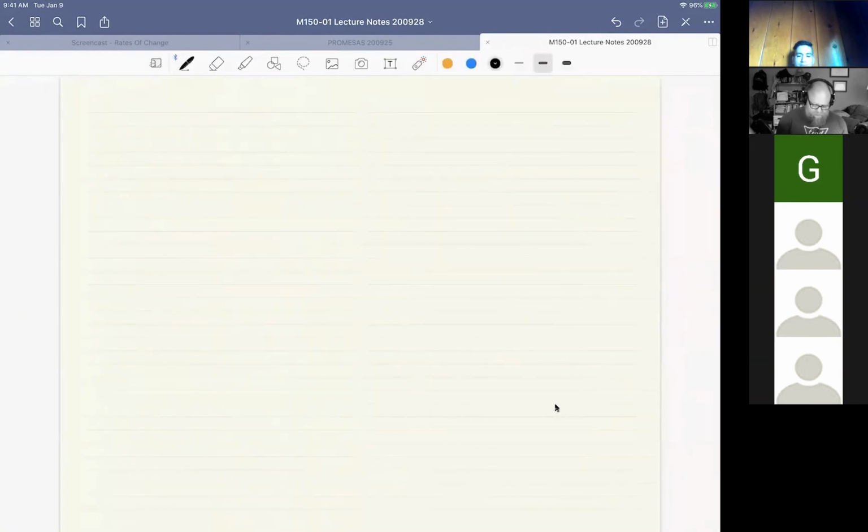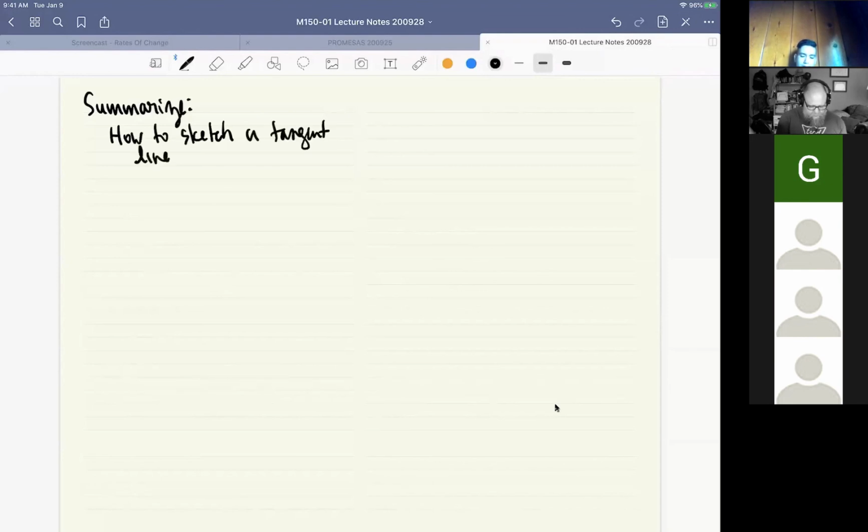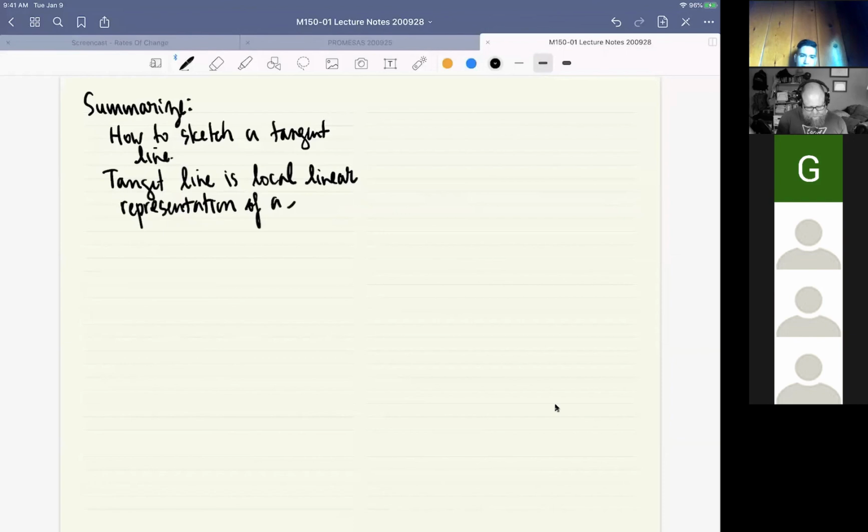So to summarize, oh yeah, and I'll bring it back around to the beginning. That would be a good idea. What did we talk about today? We talked about how to sketch a tangent line. We talked about a tangent line as the local linear representation of a function.